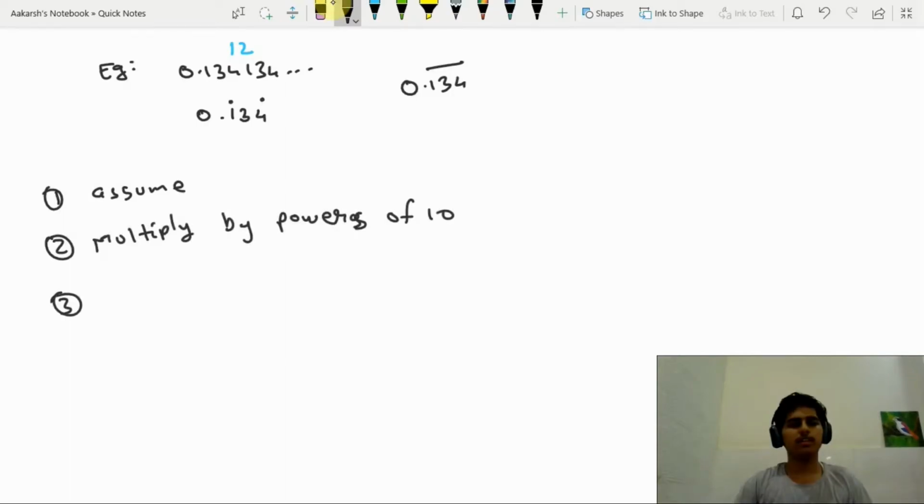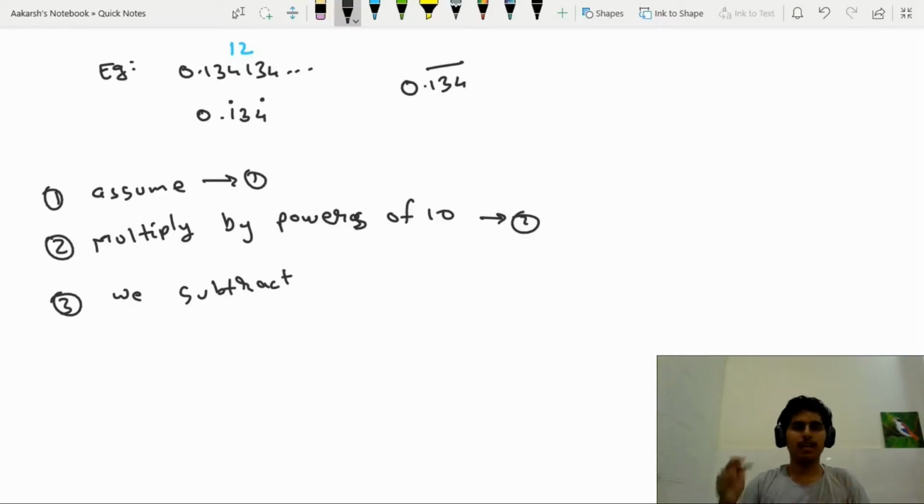So we'll take two equations. First we have the equation which we have assumed, the first equation, and then a second equation which we get when we multiply it by some power of 10, and finally we'll subtract. Don't worry if you're losing track. When I take an example, it will be a lot clearer. So let's straight away get to an example.